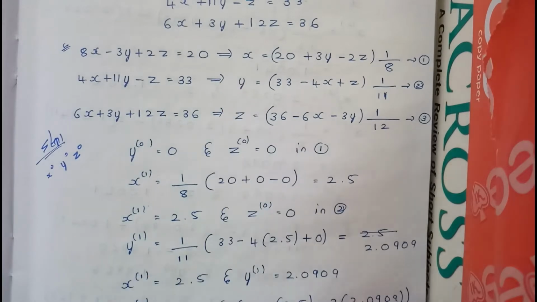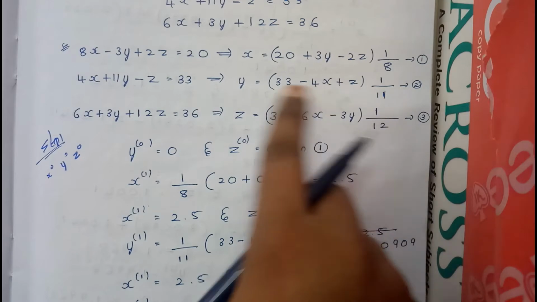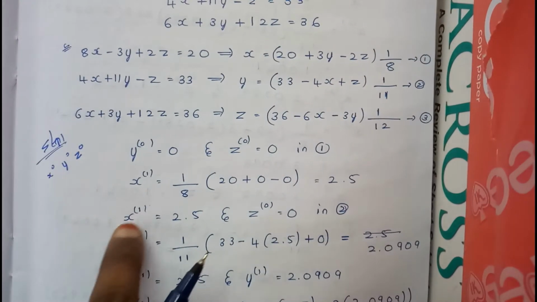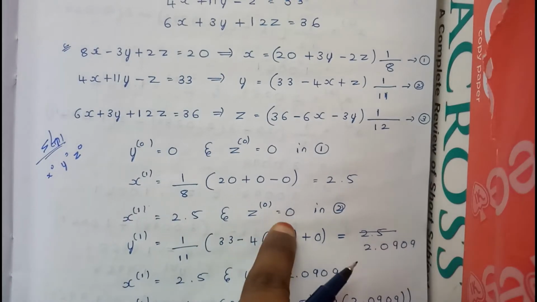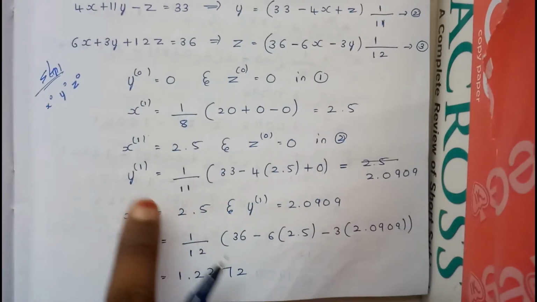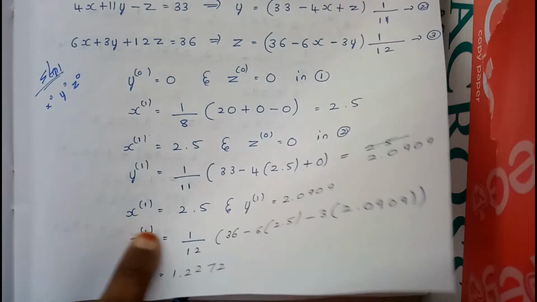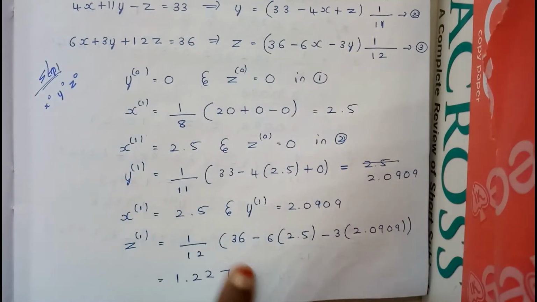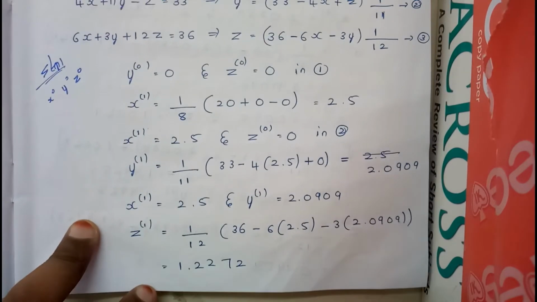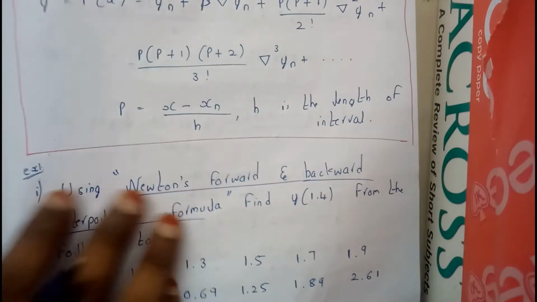Now we need to find y at step 1. We have this equation, and the latest value of x1 is 2.5, so we'll be considering that value: x of 1 equal to 2.5, z of 0 equal to 0. We substitute these two values and we get one more value. So this is our latest updated y of 1. When we are trying to find z of 1, we can directly substitute the value of x of 1 and y of 1, and we got 1.2272. So these are the values of x1, y1 and z1. So here step 1 ends.